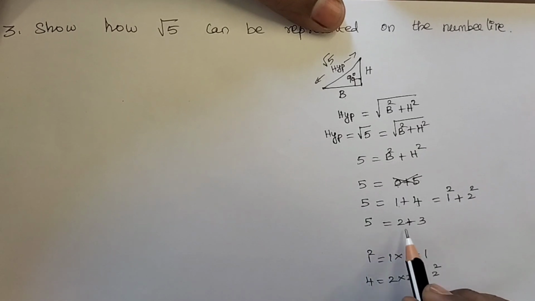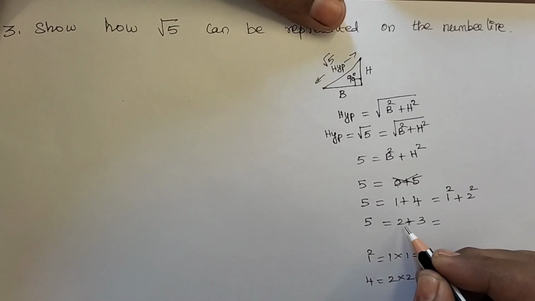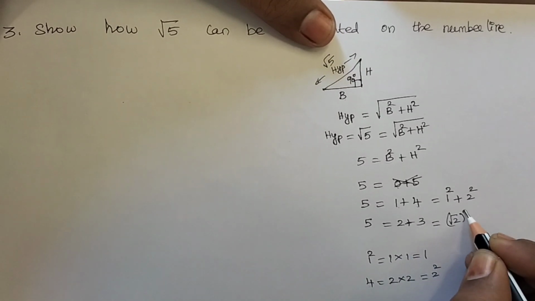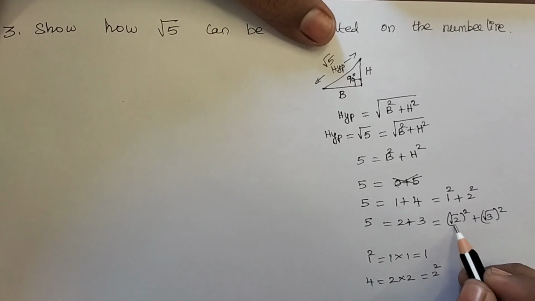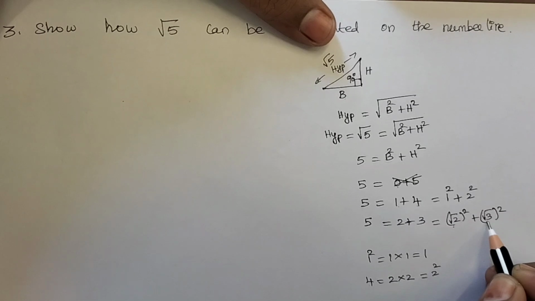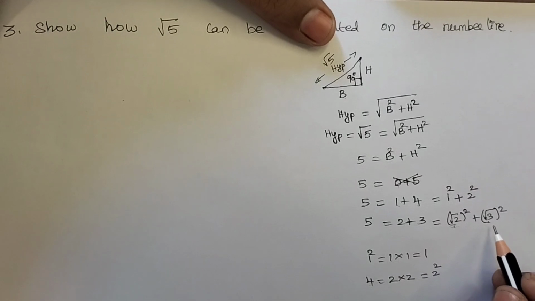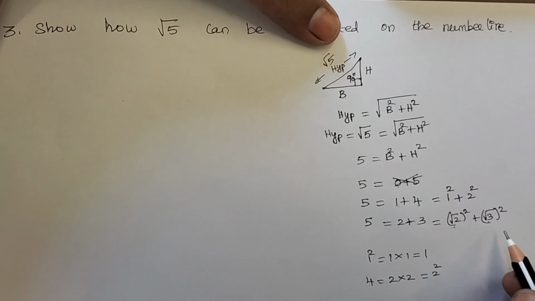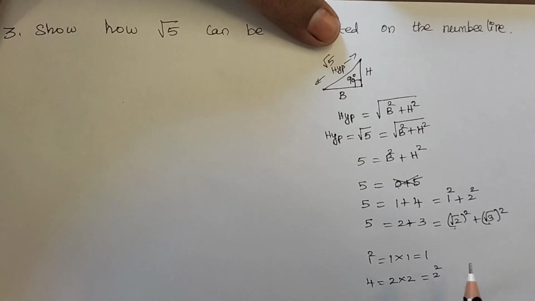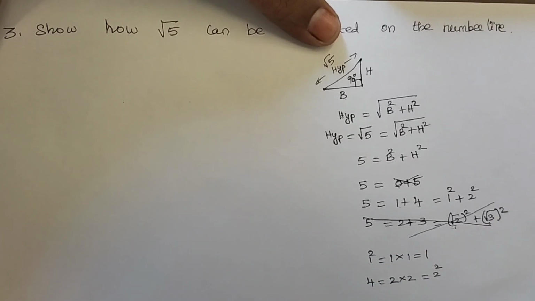Suppose I consider 5 as 2 plus 3, what happens? 2 I cannot split, so I have to write it as root 2 the whole square, and 3 as root 3 the whole square. Then root 2 is also irrational, and root 3 is also irrational. For drawing root 2 I need to use the Pythagoras theorem again, and for drawing root 3 again I need to use the Pythagoras theorem. So it will take more steps. I am not saying that you cannot use this, but it will take more steps and it will be complex. So this possibility also you can eliminate.